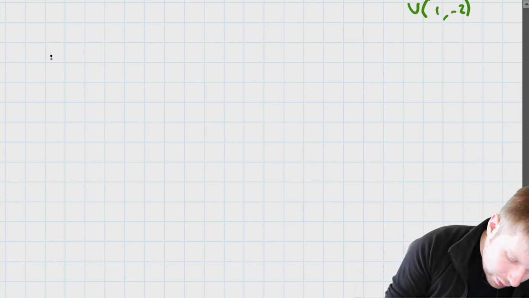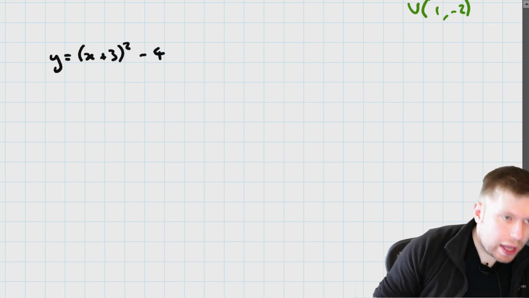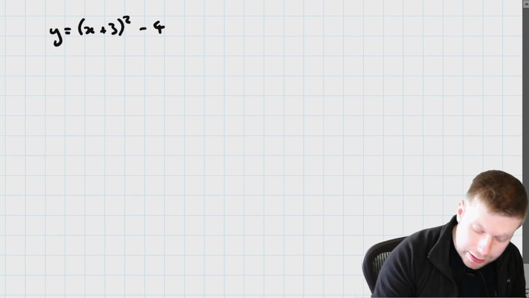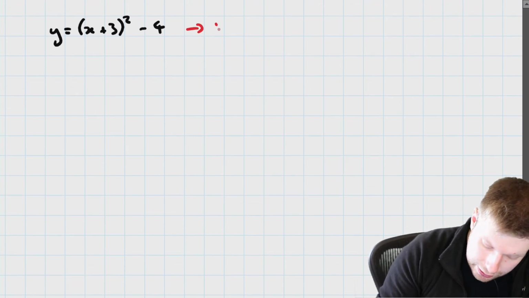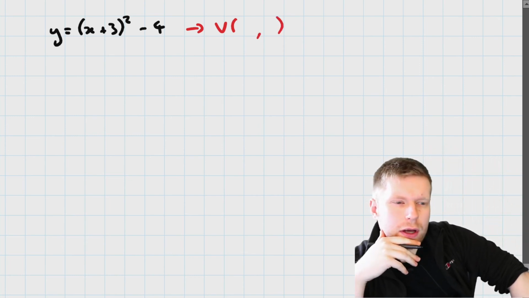So if I give you something like y equals (x plus 3) all squared, take away 4. Now first things first, can you tell me where the vertex of this parabola is going to be? Okay, so the vertex of this parabola, where is it going to be? Can I give you 2 seconds just to think? Where's the vertex of this parabola going to be?